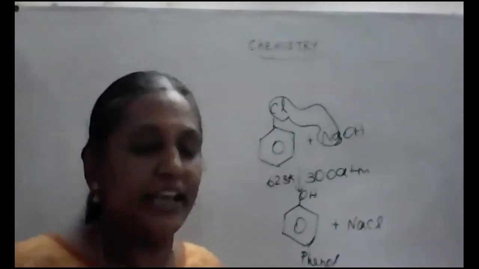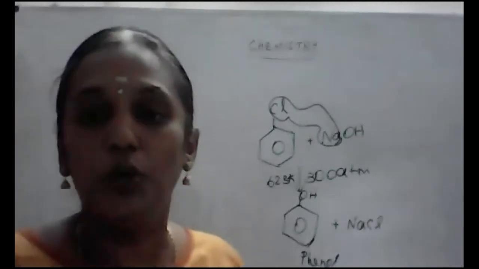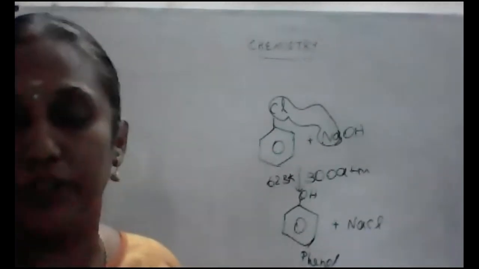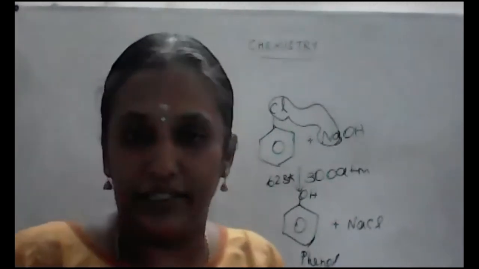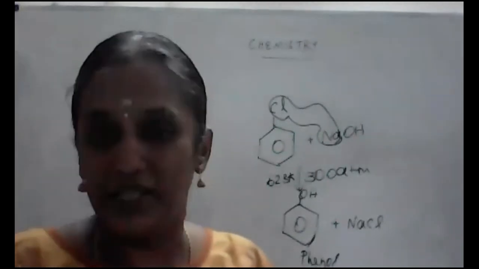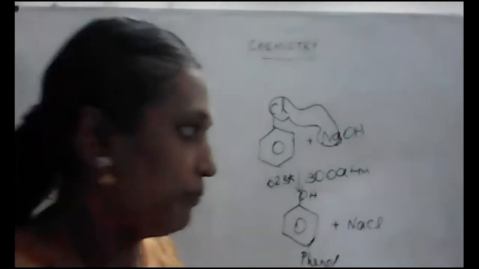So going to the next part. The second preparation is going to be from cumene. First, we must know how to prepare that cumene. Just the name cumene is tough, right? But cumene is nothing but isopropyl benzene. So this is the Dow process. Going for the next process, we go for it from cumene.